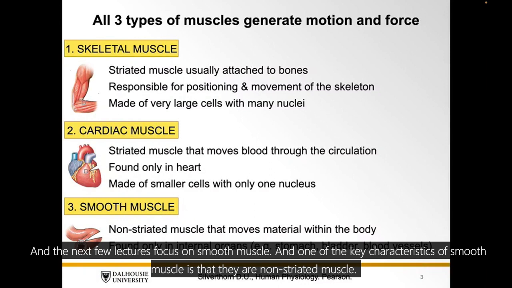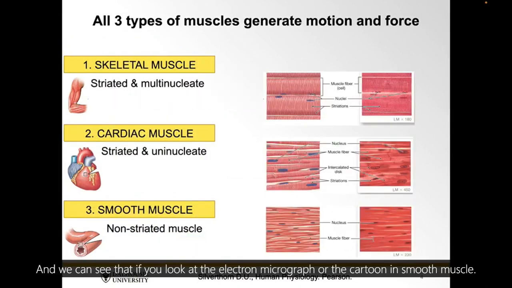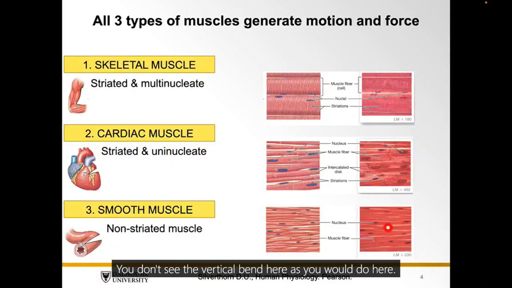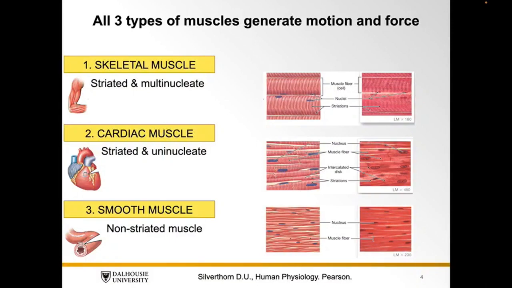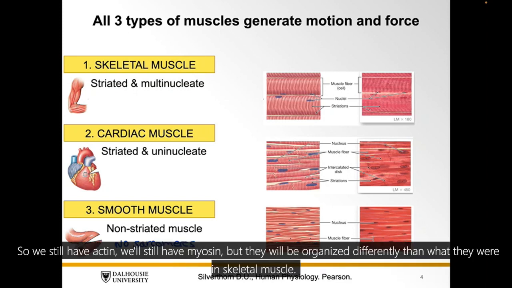And one of the key characteristics of smooth muscle is that they are non-striated muscles. And we can see that if we look at the electron micrograph or the cartoon in smooth muscle. You don't see the vertical bands here as you would do here. And remember that this is because there are no sarcomeres in smooth muscle. So we still have actin, we'll still have myosin, but they will be organized differently than what they were in skeletal muscle.